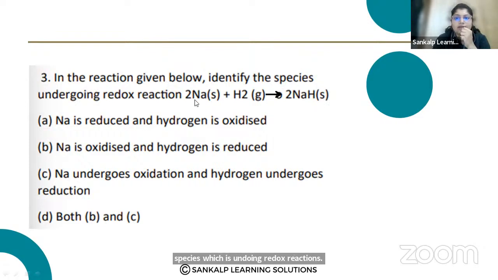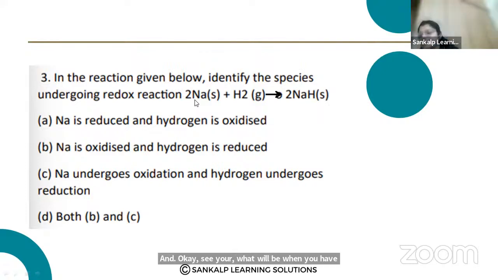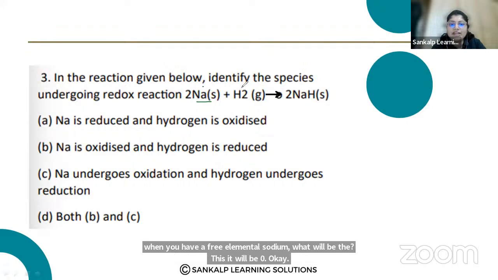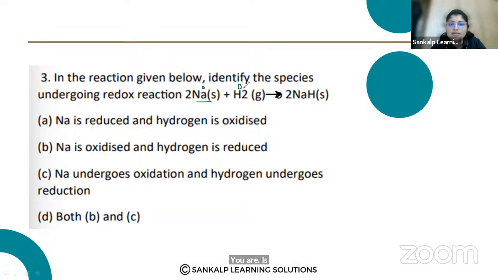See here, 2Na is there. When you have a free elemental state of sodium, the oxidation state will be zero. Here also it is zero, because it is a diatomic molecule.